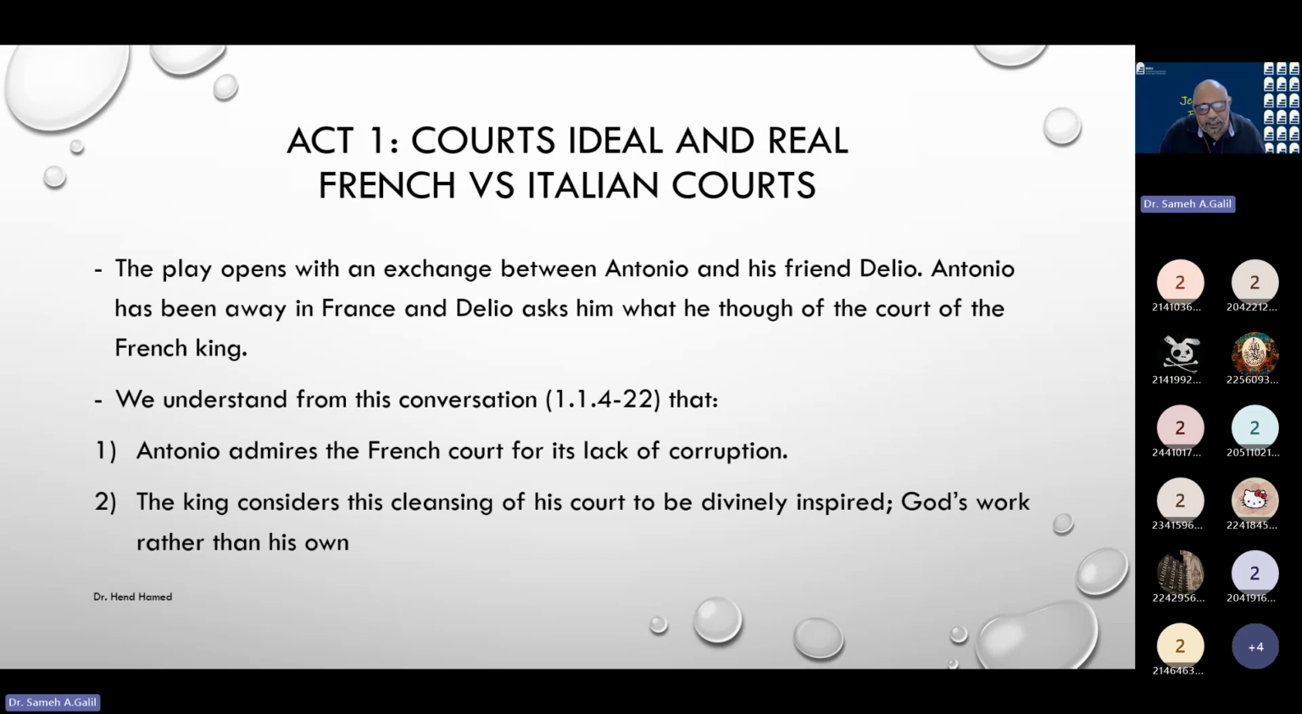If he says that the French court is full of good counsels and everything, he is saying that the Malfi court lacks all of that. If he is saying that the French court doesn't have any corruption, it means that he is alluding to the fact that the Malfi court is full of corruption.